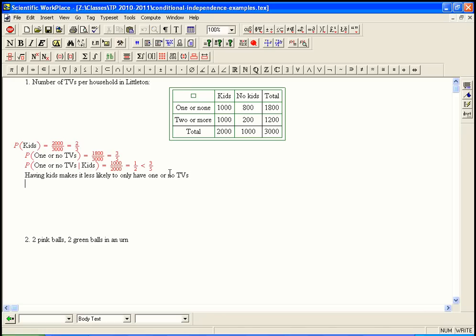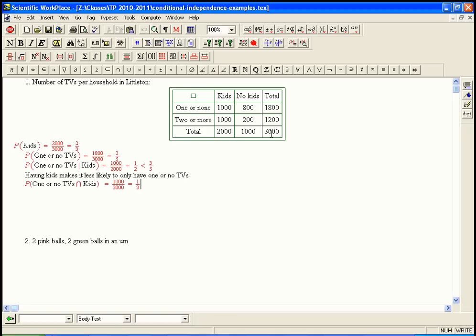Okay. Now, what about the probability, let's look at an and. What's the probability of one or no TVs and, in other words, intersection, having kids? I could write and, but it's good to get used to the whole intersection terminology. There are a couple of ways to do that. One is simply that those are the individual boxes in this diagram. One or no TVs and kids, that's 1,000 divided by the whole thing, 3,000, and that's 1/3.